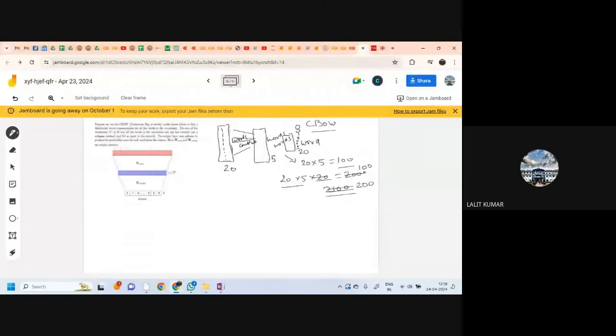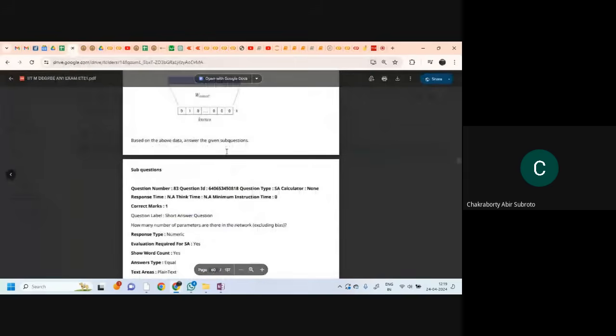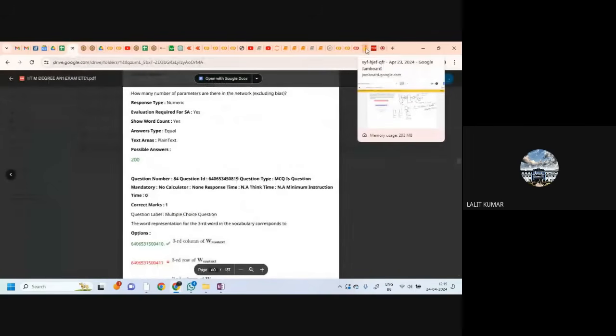Whereas in the n-gram, what would have happened if we were feeding one word to the inner layer and selecting 4 words? In this case it would have become different. Next, how many parameters? 20 into 5 plus 20 into 5 into 20 into 4 for skip gram.